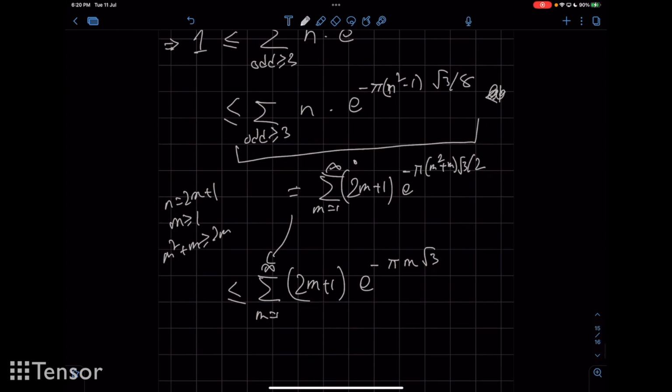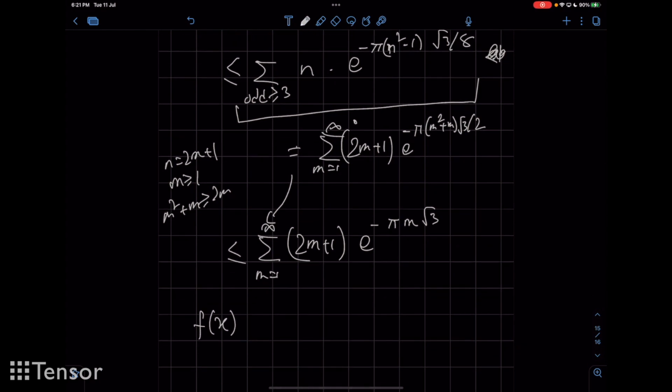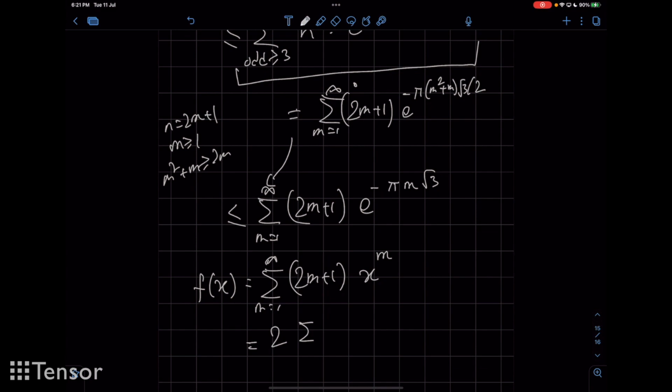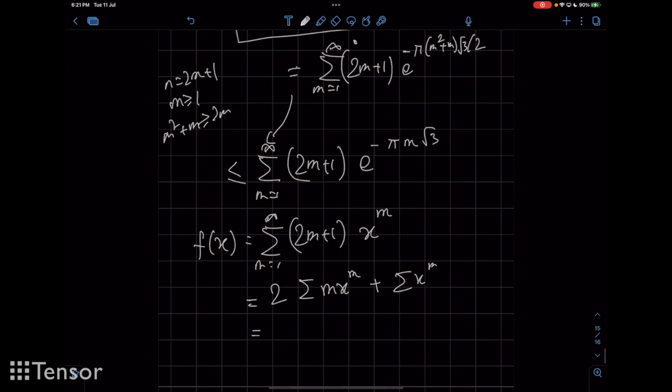So this is the power series in e to the negative pi square root of 3. So let's write the function of this power series. Let's say sum of (2m plus 1) x to the m. And if we expand this power series, we get that this is 2 sum of m x^m plus sum of x to the m. And this is 2x over (1 minus x) squared plus x over 1 minus x, because the sums are starting from 1.